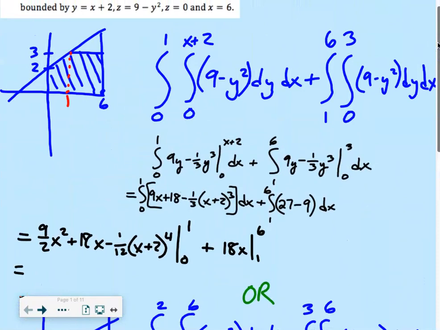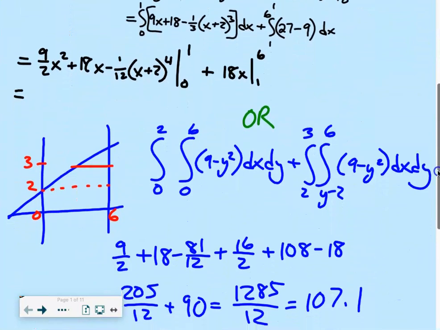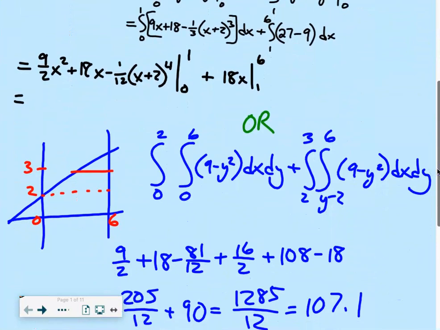Anyway, from there, do I have the numbers down here? If you take this and continue in this line, that should equal it up. 1 plus 2 is 3, 3 to the 4th, 81 twelfths. Plus, then 0 plus 2 to the 4th, 16 twelfths, but it's minus negative, so you get plus. And then here, 18 times 6 is 108 minus 18 times 1, which is 18. Yeah, it's the exact same.